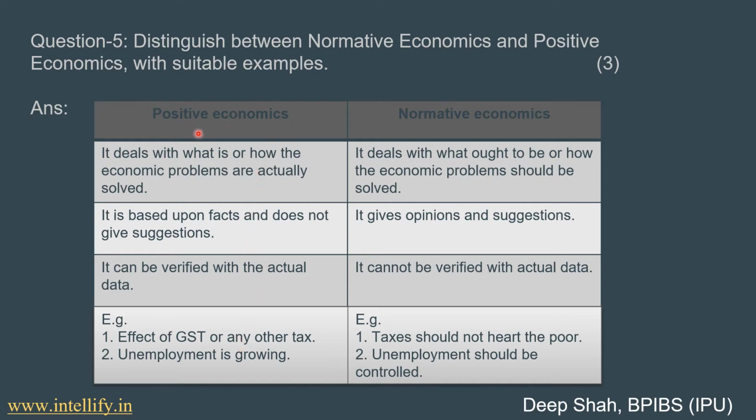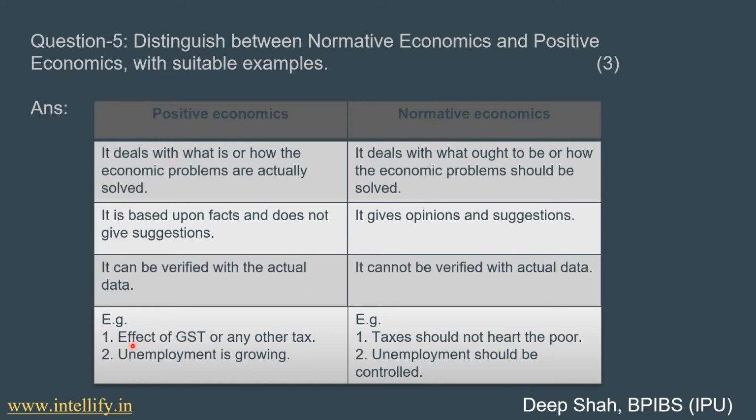Positive economics deals with what is, or how the actual economic problems are solved. On the other hand, normative economics deals with what ought to be, or how the economic problems should be solved. Positive economics is based upon facts and does not give suggestions. On the other hand, normative economics gives opinions and suggestions. Positive economics can be verified with the actual data, whereas normative economics cannot be verified with the actual data.